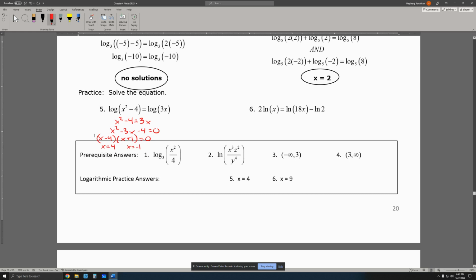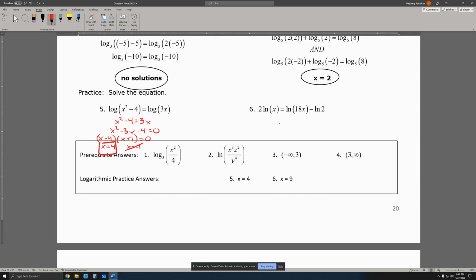Well, wait, let's go back and check if either of these are extraneous. Plugging in 4 back here, 4 squared minus 4, is that positive or negative? It's positive. Plugging in 4 here, 3 times 4, is that positive or negative? Also positive. So 4 is a solution. But plugging in negative 1 here, negative 1 quantity squared minus 4, that's positive. That's totally fine. Or I'm sorry, that's negative. 1 minus 4 is negative 3. Likewise, over here, 3 times negative 1 is negative 3. So negative 1 in both accounts fails the test here, so negative 1 is an extraneous solution. The only solution here is x equals 4.